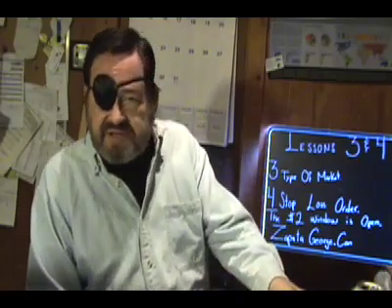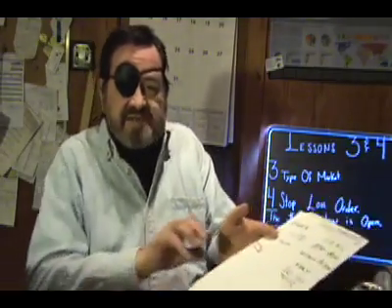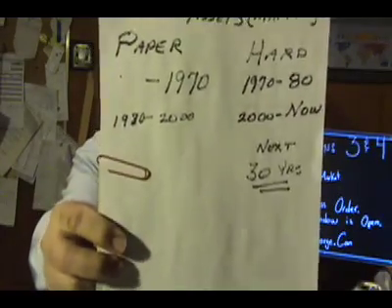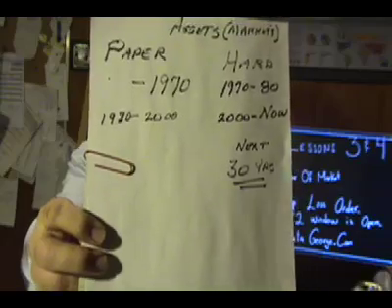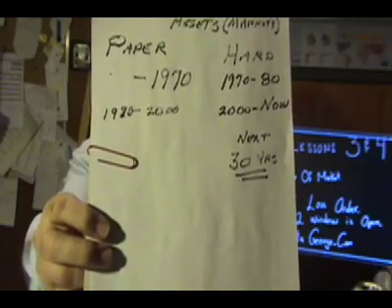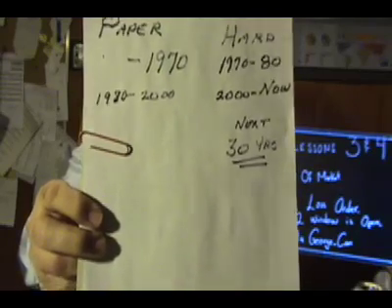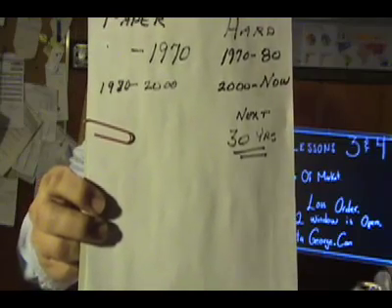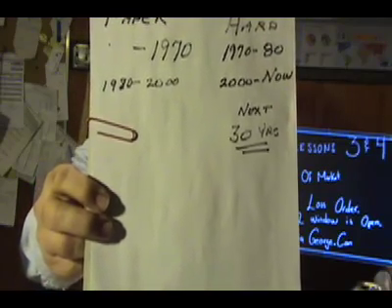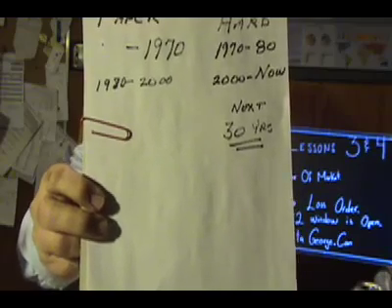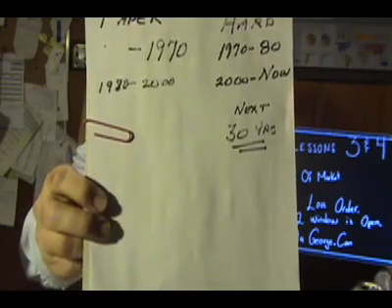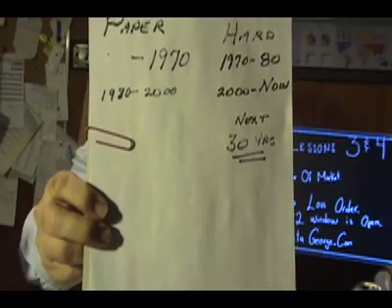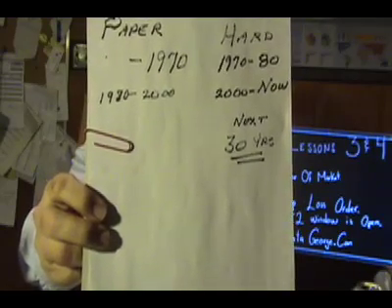Well, recently, over the last 30 years, this is what the cycle has looked like. Paper markets were in control until 1970. From 1970 to 1980 was a hard asset market. Gold went to $900. Oil soared from $3 a barrel to $40 a barrel. Then in 1980, things changed.